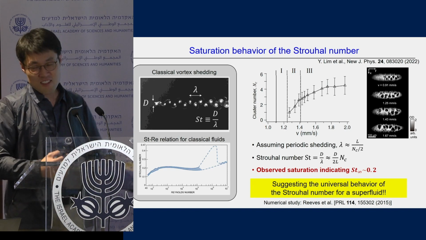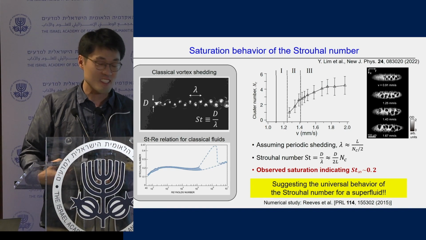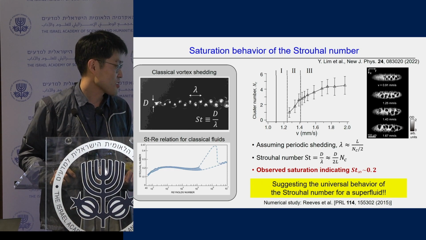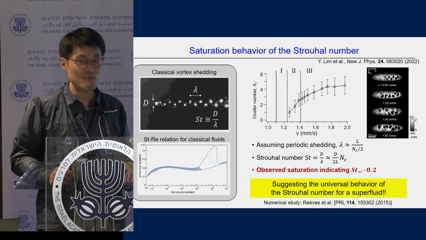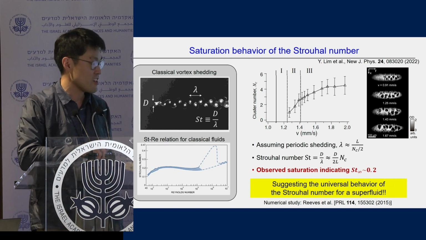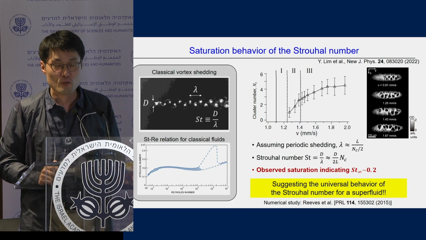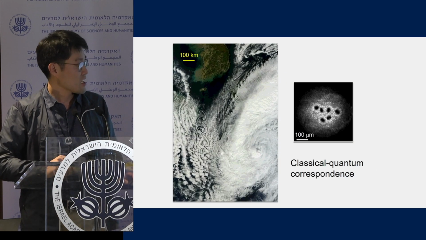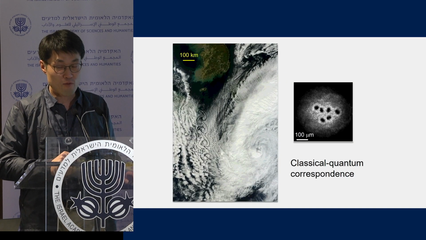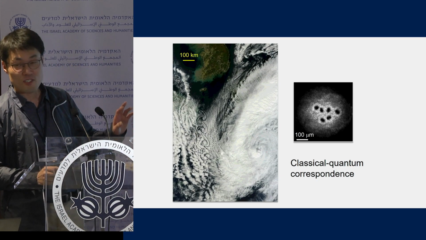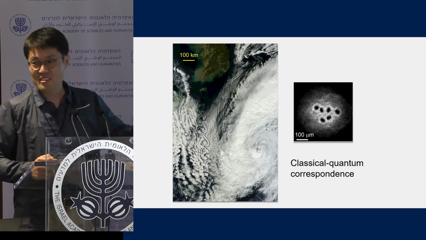So I think this strongly suggests that there might be some kind of universal behavior of the Strouhal number for the superfluid. There is also a related theoretical proposal. They propose a new type of superfluid Reynolds number to explain this dynamic similarity of vortex shedding dynamics. Okay, and then I want to finish this part by showing these images.